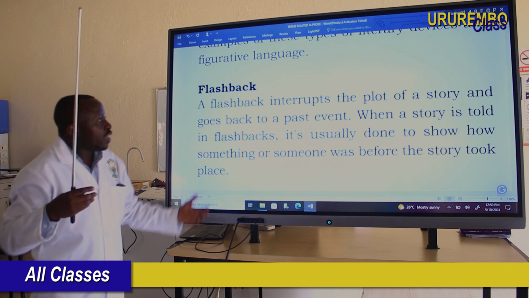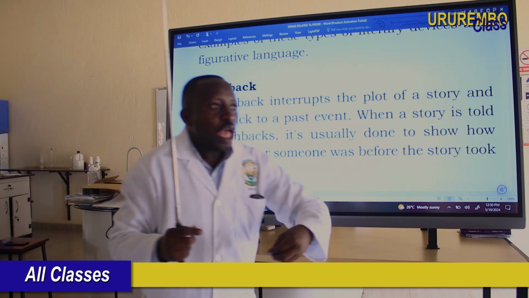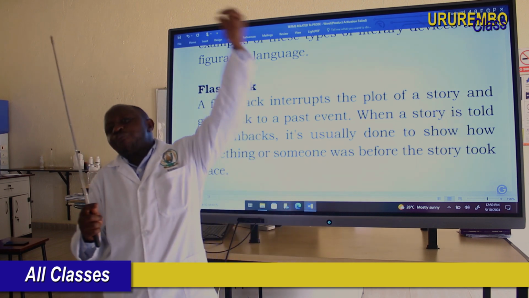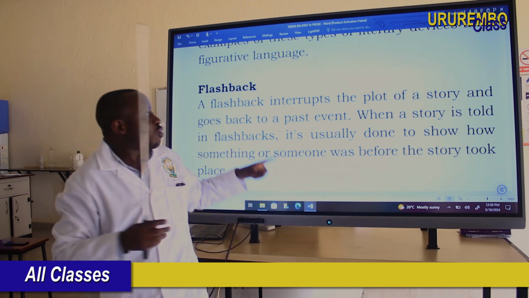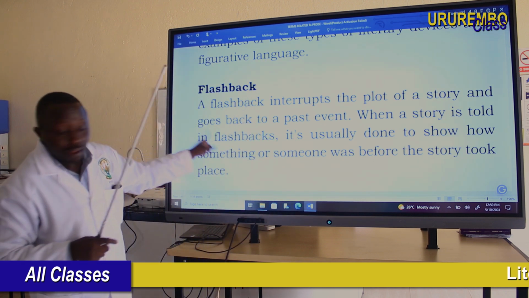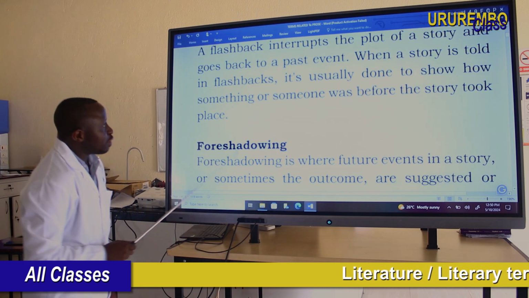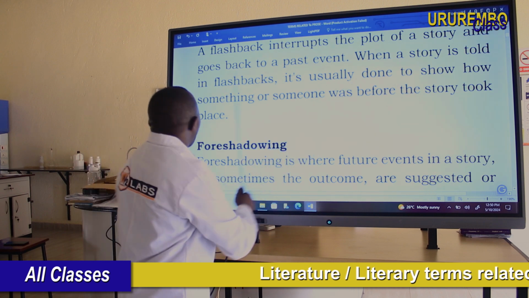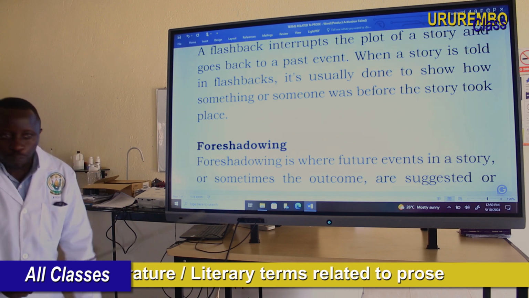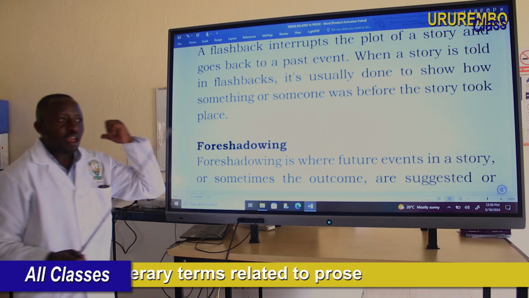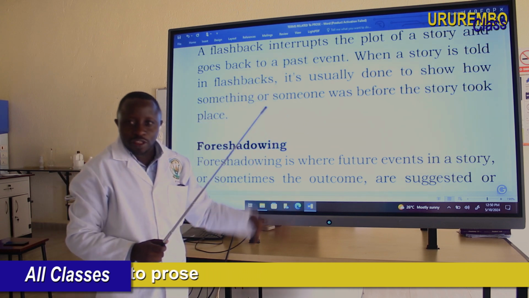Okay, when you are narrating a story, for example, and when you reach the middle and you narrate the story that happened in the past, you interrupt your plot. That time we record a flashback. Okay, dear student, that's a flashback. It means it is usually done to show how something or someone was before the story took place. It means we refer to the story of the past. The reason why it interrupts the plot of the story.